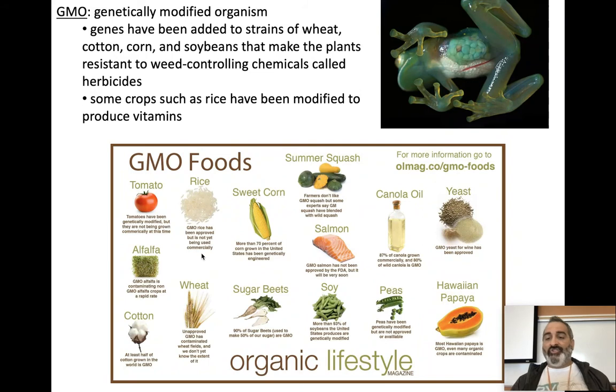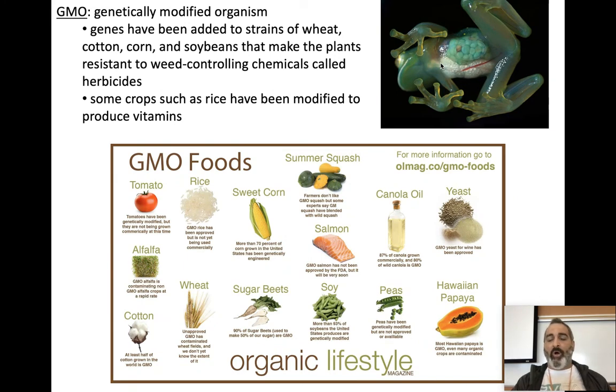Finally, gene technology has led us to these things called GMOs. If you ever see the term GMO, we are talking about a genetically modified organism. A lot of people refer to them in the food world, okay, because GMOs are used a lot in the food world. This right here is a genetically modified frog. This frog was genetically modified to have transparent skin.